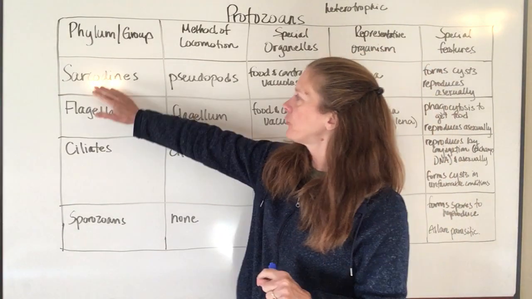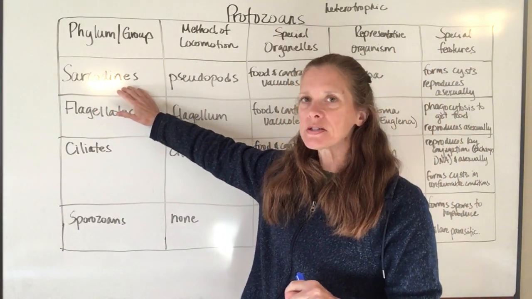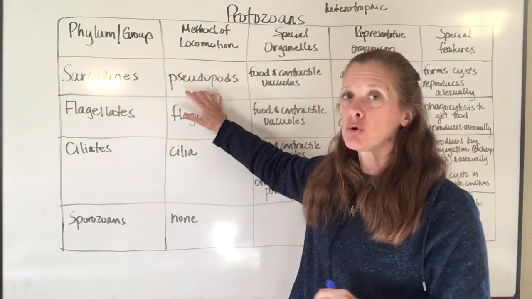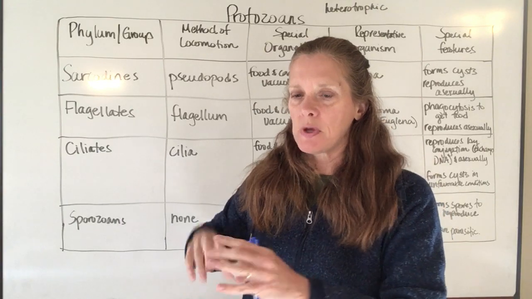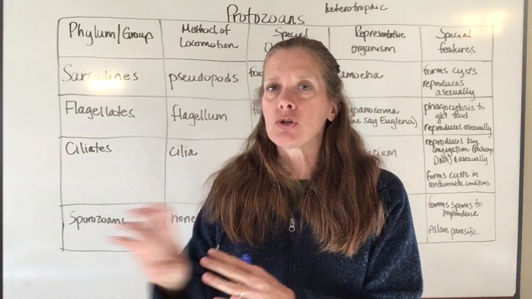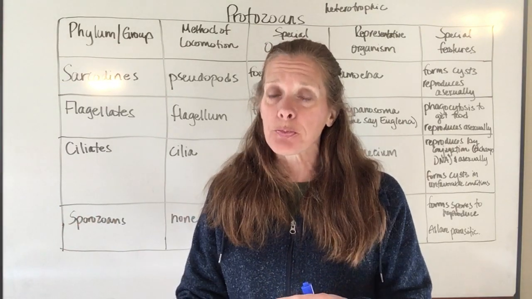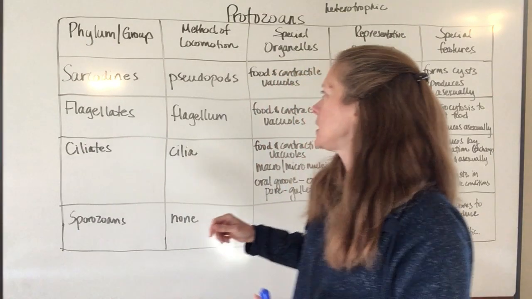The first group are the Sarcodines, and the Sarcodines all move by pseudopods, which means that they're going to take their cytoplasm and shove it out in a projection, and then they're going to move. It's a very slow, laborious process of how these organisms move. You've seen some videos of how they move already.